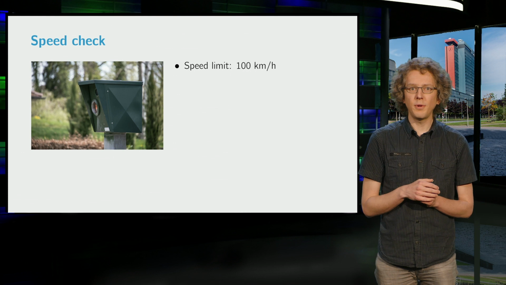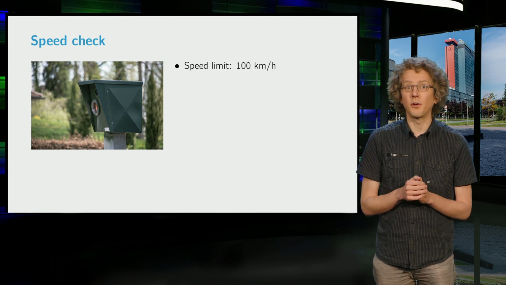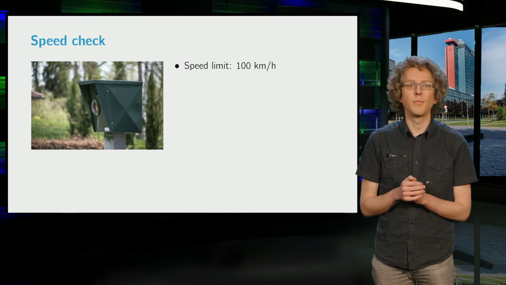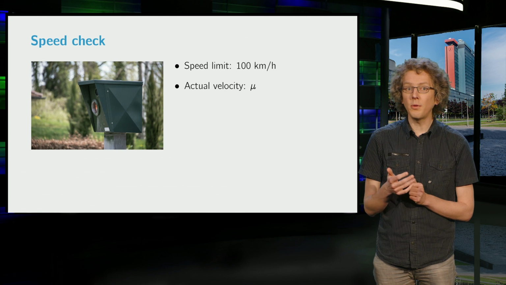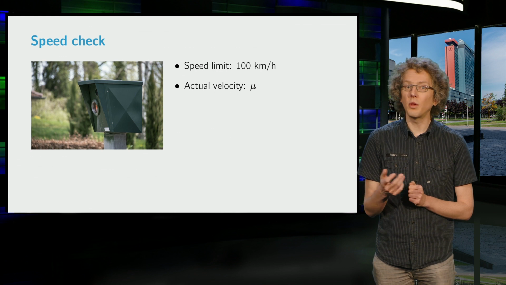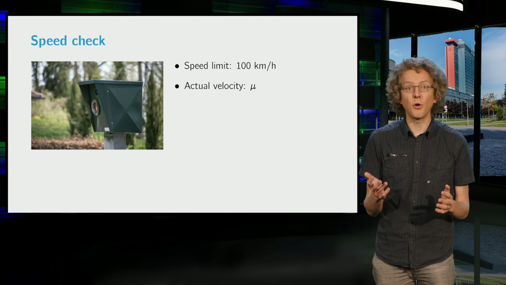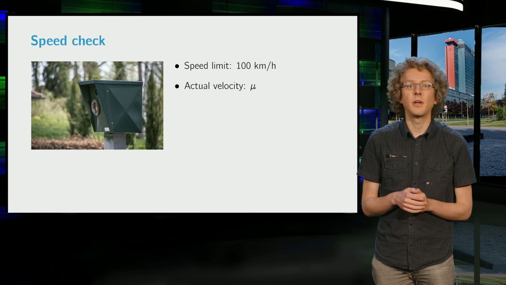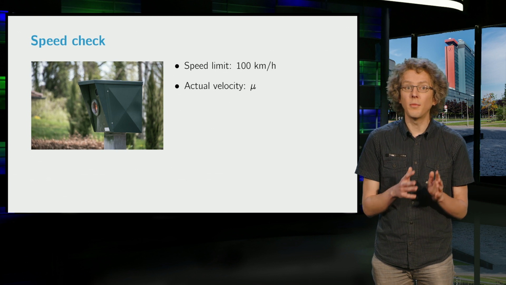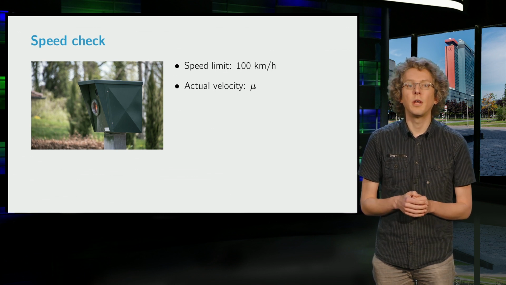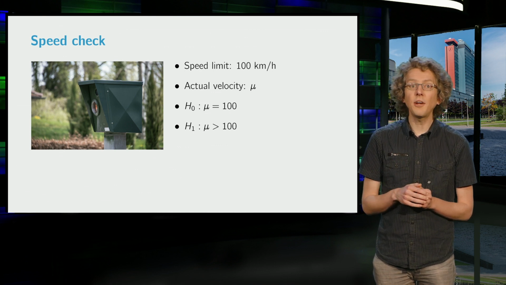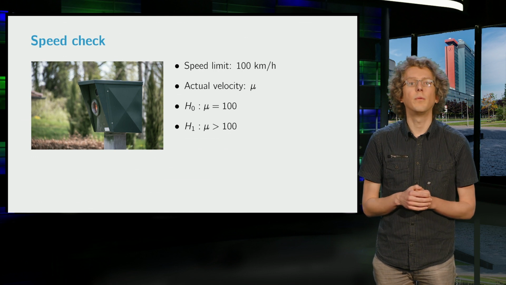On a motorway, the speed limit is set at 100 kilometers per hour. Let's call the actual velocity of a certain car mu. The police want to check whether people keep to this limit. If according to them, people do not keep to this limit, they will issue a fine. Well, this boils down to a hypothesis test. The null hypothesis is that someone is driving at the allowed velocity, i.e. mu equals 100. The alternative hypothesis, for which the police seek evidence, is that the actual velocity exceeds this value.